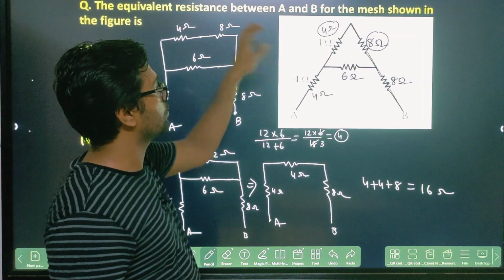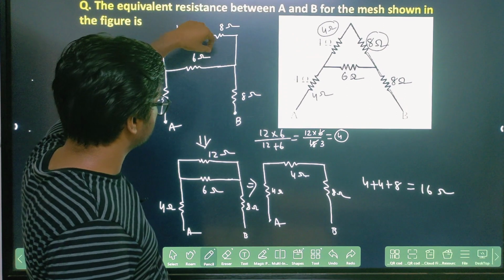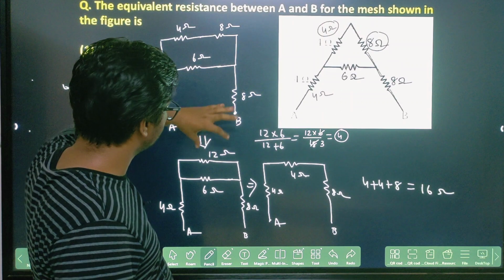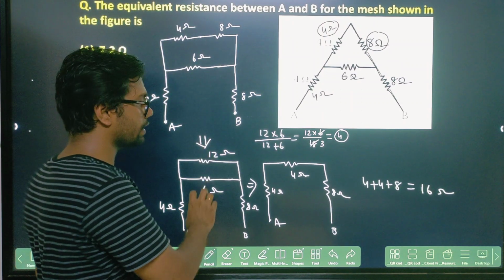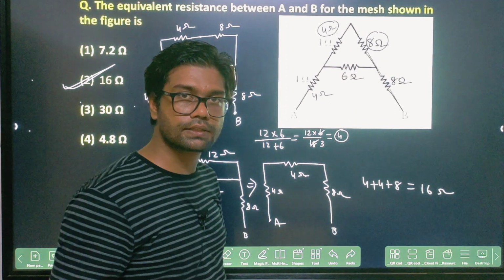You can do this for any such circuit. Make two equivalents: 4 ohm and 8 ohm in series will be 12, and then 12 and 6 are in parallel. Then you get one equivalent resistance and you can calculate like this. Clear?